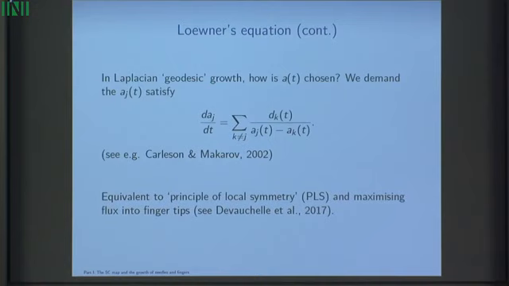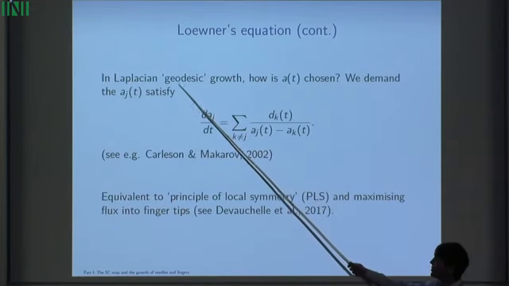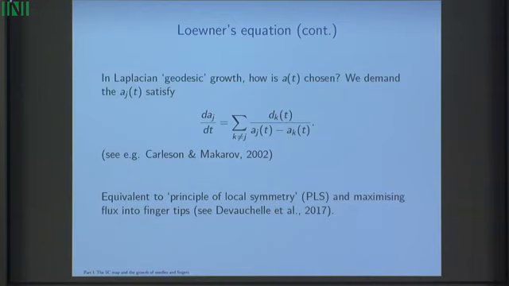Okay, but what about Laplacian growth? In Laplacian growth, how do we choose A of t? It is true that for any relatively smooth curve in the real plane, there is some A of t that will generate that curve. But really what we want to do is decide what A of t should be in order to generate curves that solve the problems that we're after, Laplacian flows. And in particular, we want to look at geodesic growth. So how is A of t chosen in that case? I just want to explain what I mean by geodesic growth.